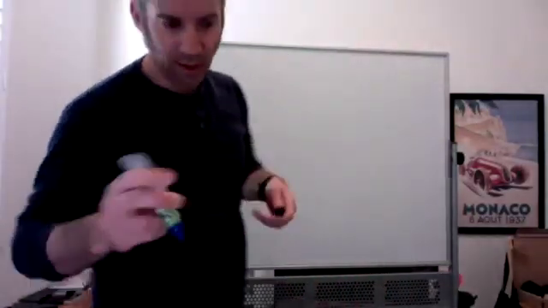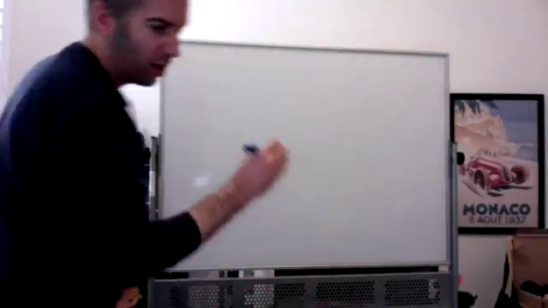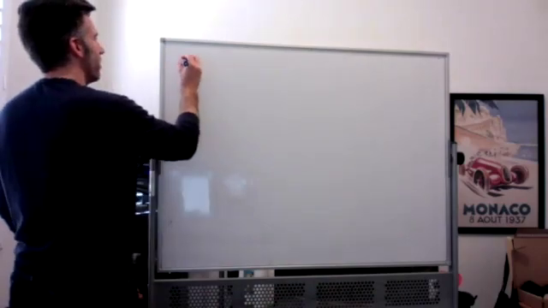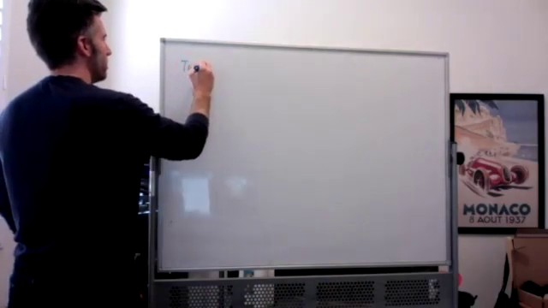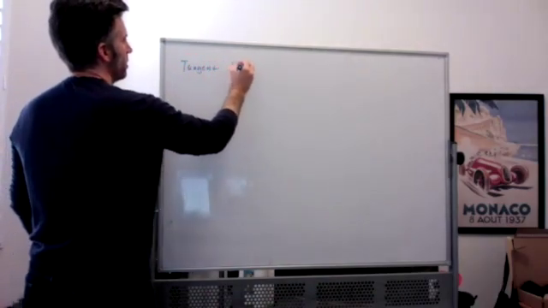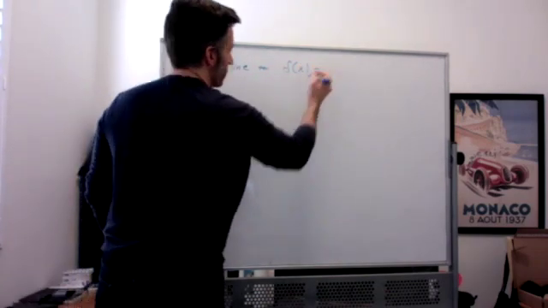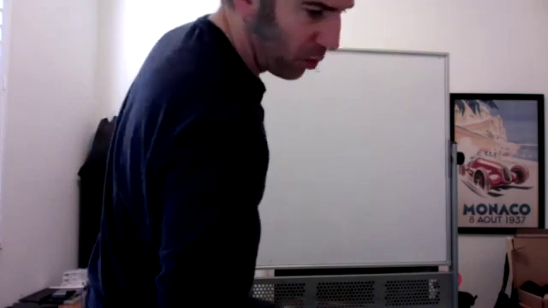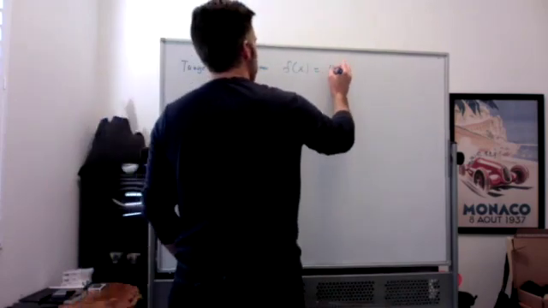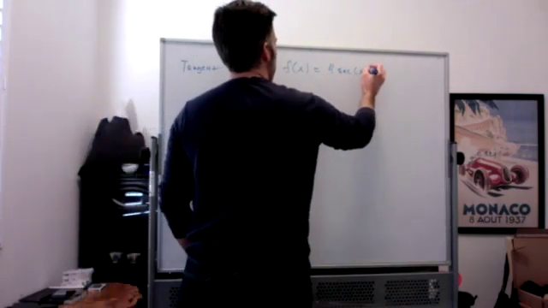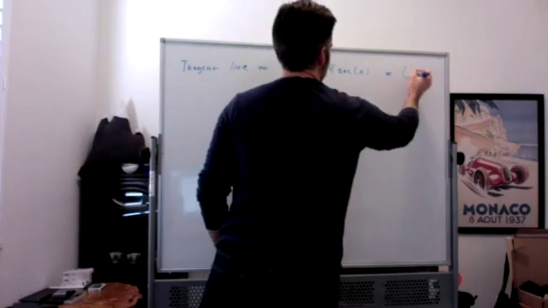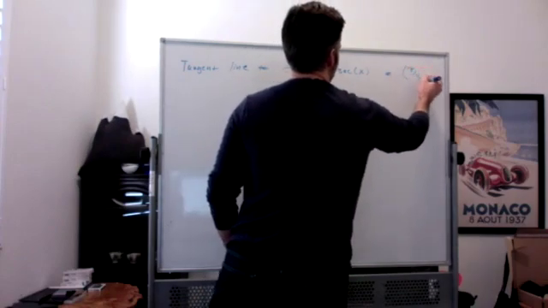Let's do it. So here's the problem someone asked me. You want to find the equation of the tangent line to the function f of x equal to 4 times secant of x at the point pi over 3 comma 8.